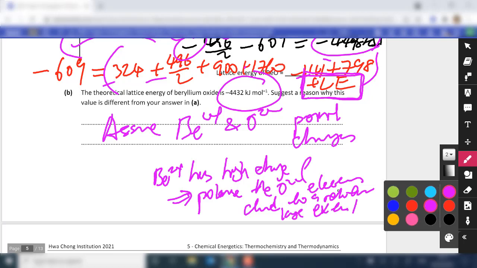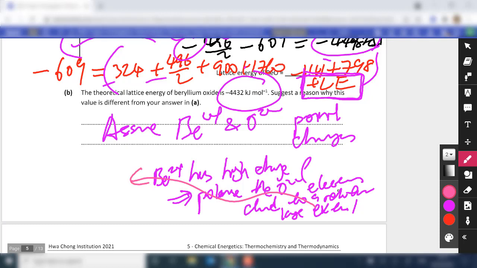Then what's going to happen to this? This will give it a partial covalent character, which is of course not accounted for by the pure ionic model. So that explains why there's a difference between the two values.